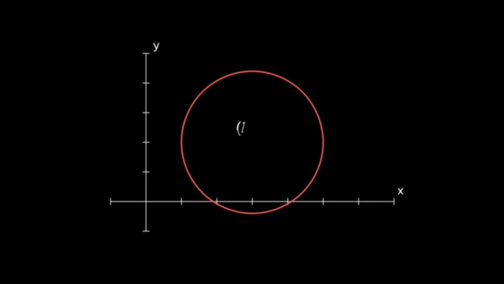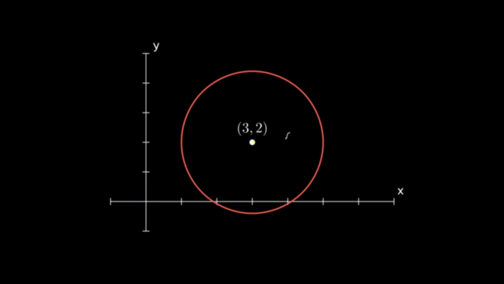The center of any circle can be represented by the coordinates h and k. These variables are commonly used in the general form of a circle's equation. In our specific example, the center coordinates are h equals 3 and k equals 2. These values will be substituted into our final equation.